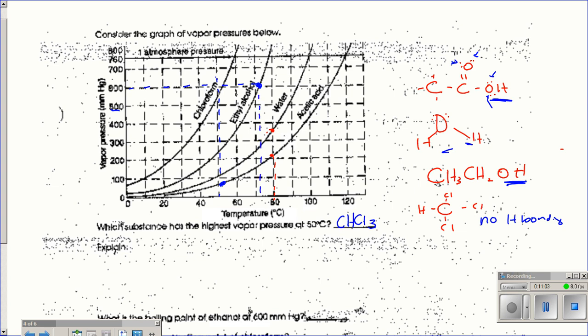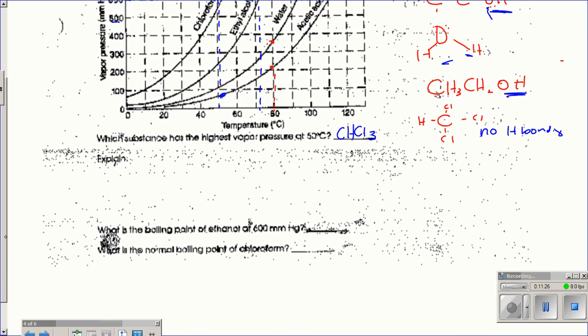This is where vapor pressure and atmospheric pressure are equal to each other, and they're telling us the atmospheric pressure is 600. So that temperature is in between 60 and 80. It's a little bit higher than 70. I'm just going to put here 72 degrees Celsius. And then it says, what is the normal boiling point of chloroform?